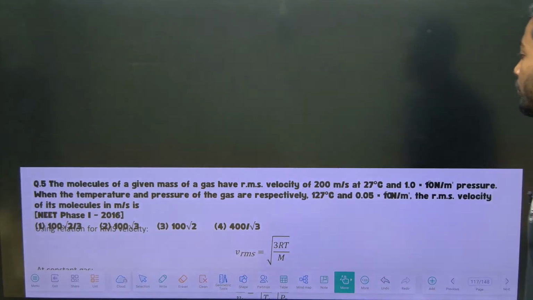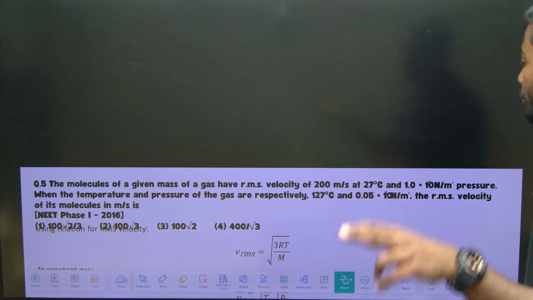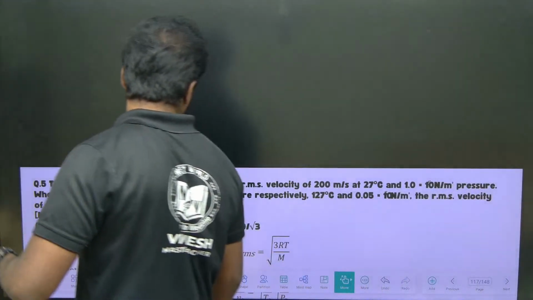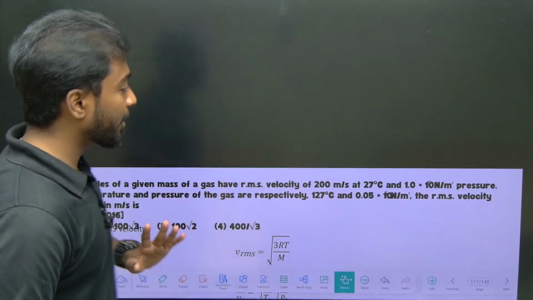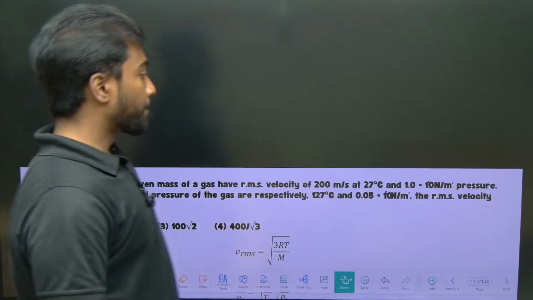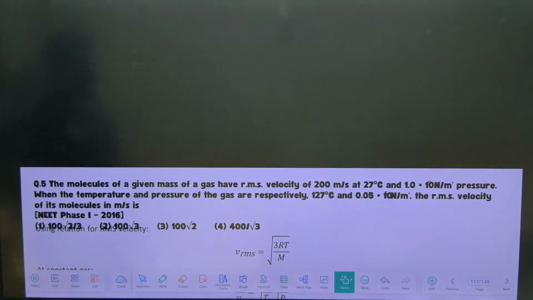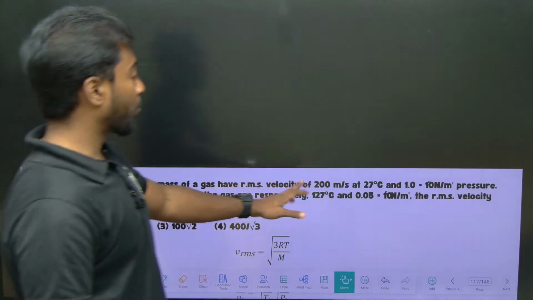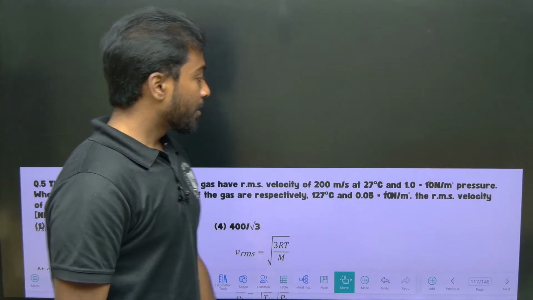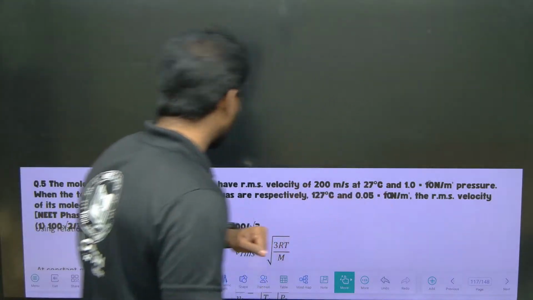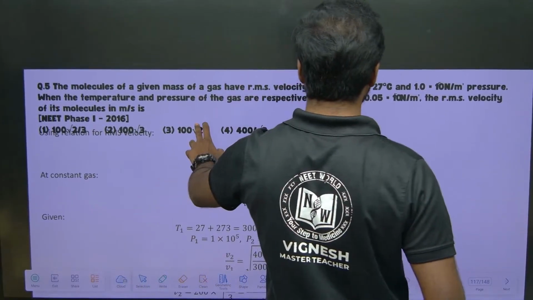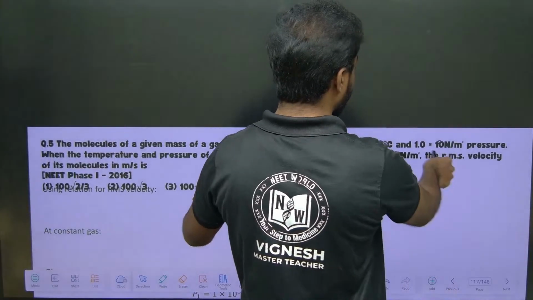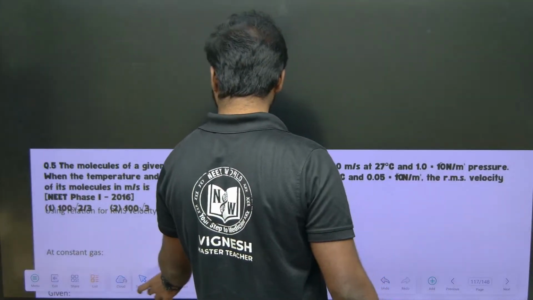The molecules of a given mass of a gas have RMS velocity 200 meter per second at 27 degrees Celsius and 1 into 10 power 5 Newton per meter square pressure. When the temperature and the pressure of a gas are respectively 127 degrees Celsius and 0.05 into 10 power 5, what is the RMS velocity of its molecules? Both pressures are 10 power 5.